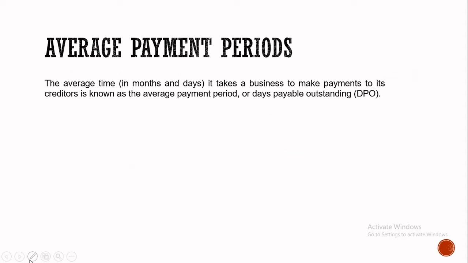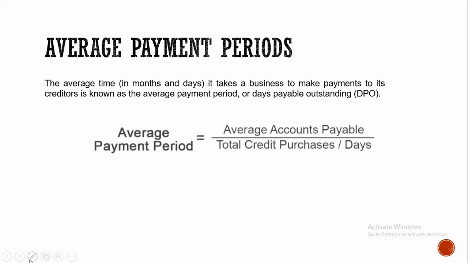Average payment period is the average time it takes a business to make payment to its creditors, also known as days payable outstanding, or in short DPO. So basically, suppose you run a company and you have bought products but you haven't paid yet. On average, how much time does it take you to pay all the money to your creditors? If you take a lot of time, it doesn't bring a good impact on your company. Your supplier will be disappointed, the seller will be disappointed, people will not like to do business with you. So it shows your company's creditworthiness.